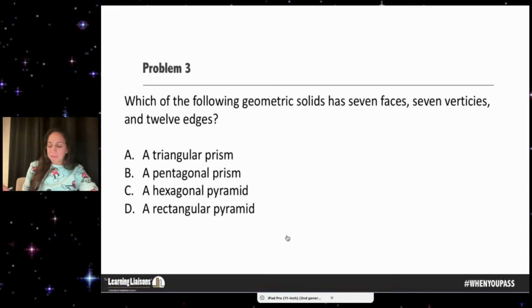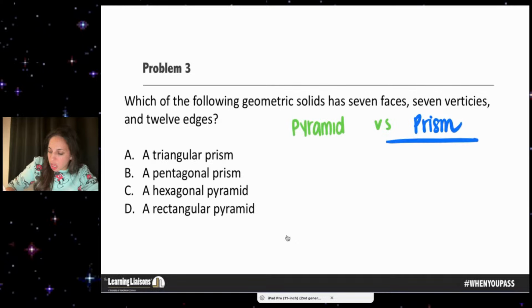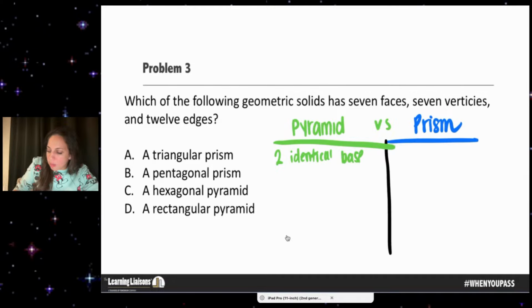This is a really fun one. Here's why. Understanding the difference between a pyramid and a prism is important. So let's just do a little pyramid versus prism activity. So a pyramid has 2 identical bases, while a prism only has 1 base. Both of them are named based on the base.